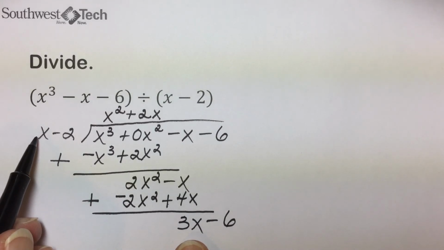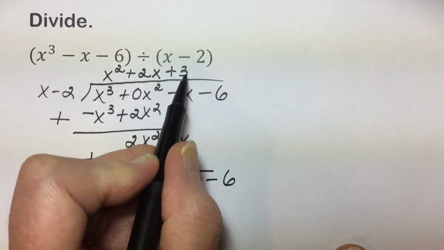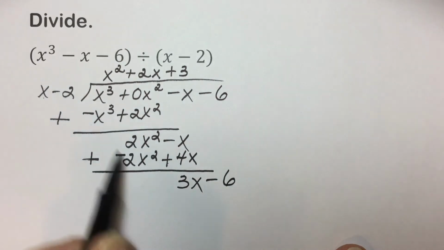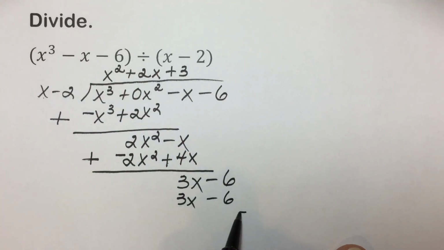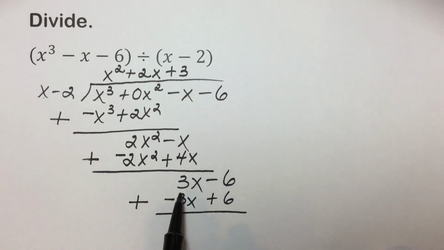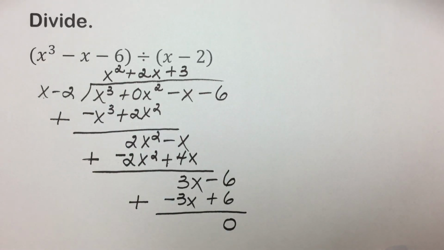What times x will give us a 3x? We need a 3 positive. Take that 3 times each of your terms in your divisor. 3 times x is 3x. 3 times -2 is -6. We're subtracting. Subtraction is the same as adding the opposite. So our positive 3x becomes negative. Our negative becomes a positive. And when we add, you can see these cancel out and that our divisor goes in evenly since there is a remainder of 0.